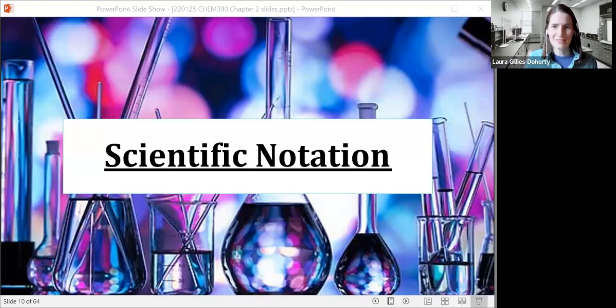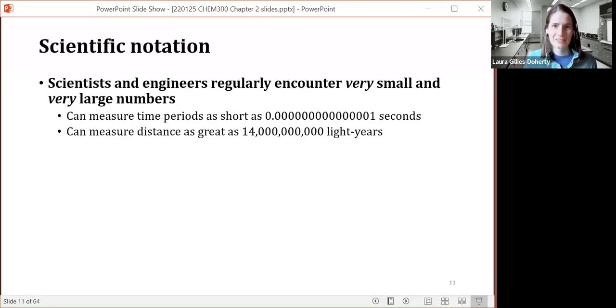Everybody, welcome back. We're continuing chapter 2 with a discussion on scientific notation. Scientists and engineers regularly encounter very, very small and very, very large numbers. We can measure time periods as short as 0.0000000000000000001 seconds, a fraction of a second, and we can measure distances as great as 14 billion light years.